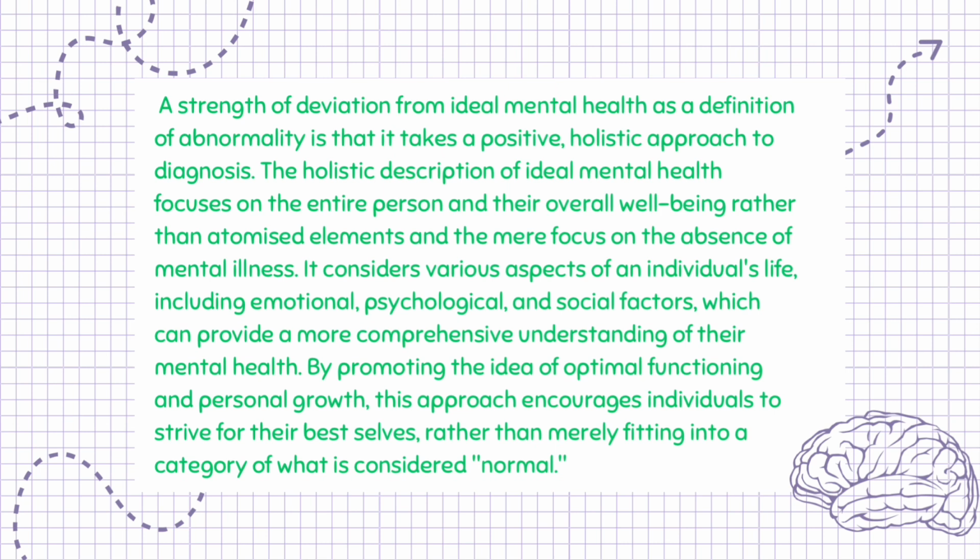A strength of deviation from ideal mental health as a definition of abnormality is that it takes a positive, holistic approach to diagnosis. The holistic description of ideal mental health focuses on the entire person and their overall well-being rather than atomized elements and the mere focus on the absence of mental illness. It considers various aspects of an individual's life, including emotional, psychological, and social factors, which can provide a more comprehensive understanding of their mental health.